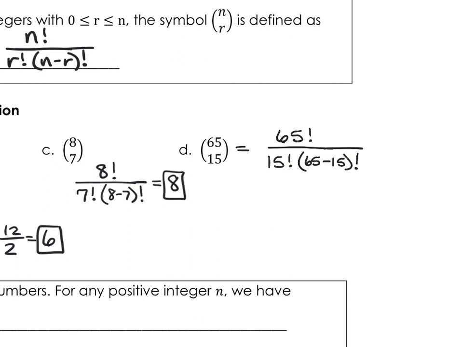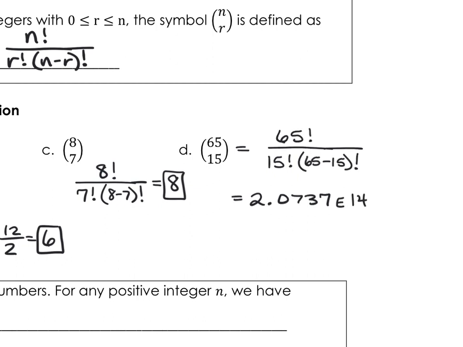We make a fancy fraction. We say 65 factorial divided by 15 factorial times (65 minus 15). I pressed the wrong button. Factorial. It's ginormous. It is 2.073. We'll stop there. No, we'll stop at 7. Times 10 to the 14th power.